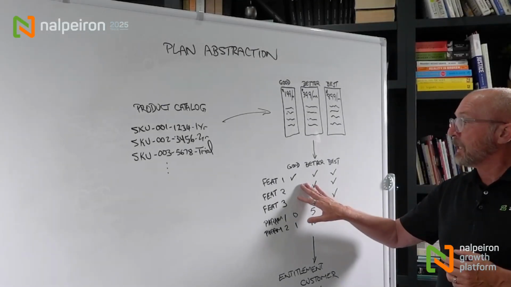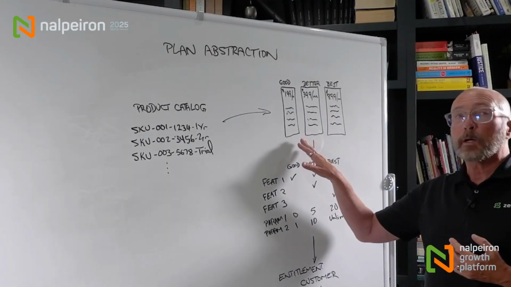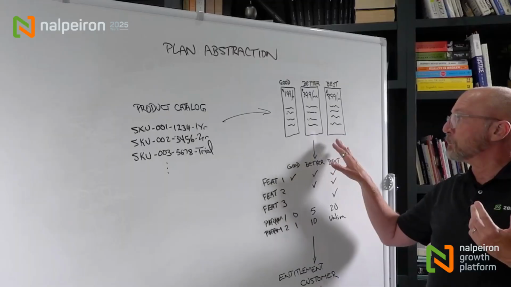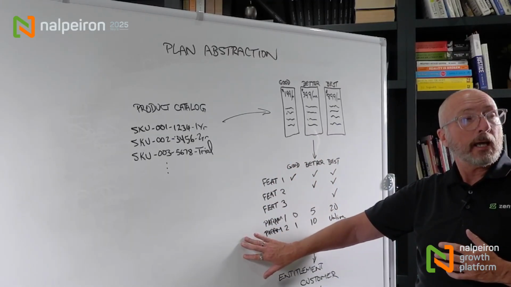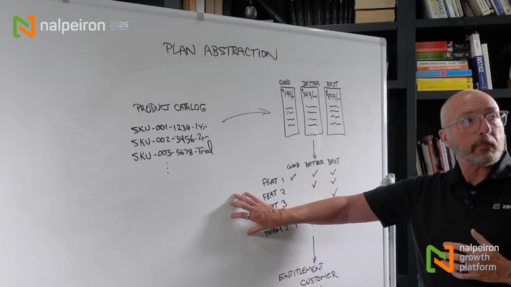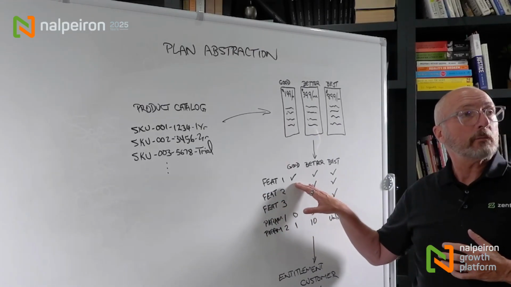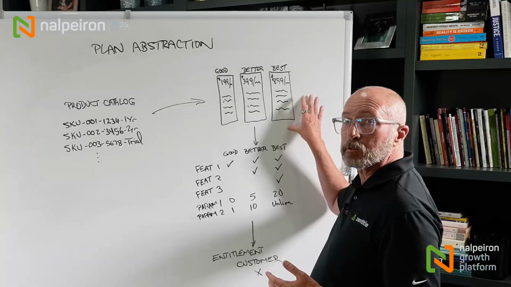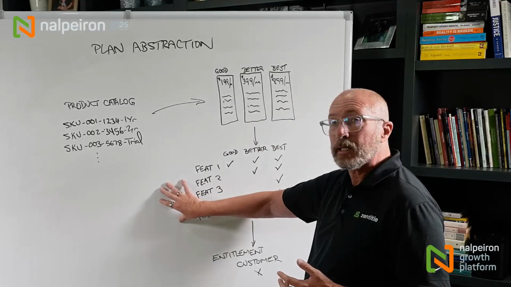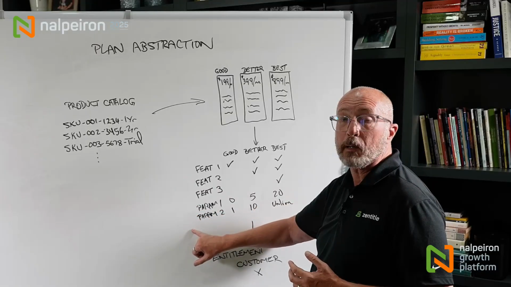And then from an application standpoint, rather than the application having to say, okay, this customer is on good, this customer is on better, etc., we have a full abstraction API that allows your applications to simply query, hey, for this customer, should feature 1 be enabled or should feature 2? And so they don't need to know about these arbitrary plans. All they need to really focus on is enforcement of the license rights at the individual feature or parameter level.